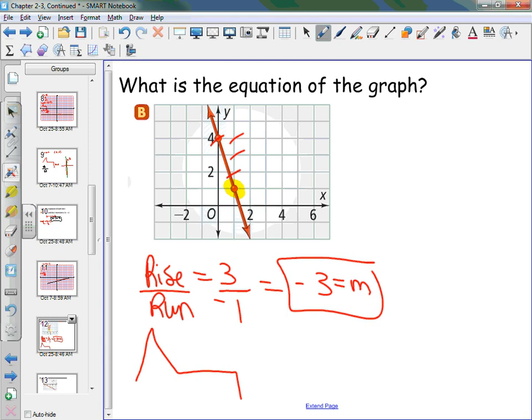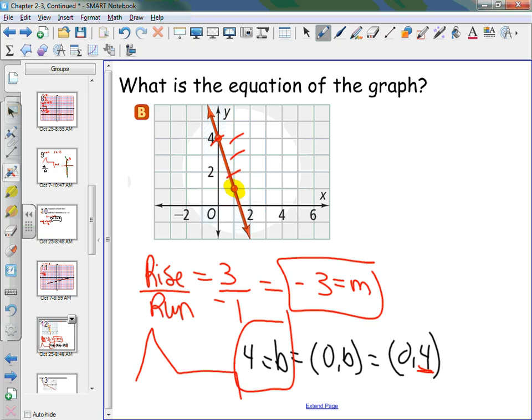Okay, so now I know my slope. What's my b value? What's this point? Where does it cross the y-axis? It crosses the y-axis at 0, 4, so that tells me that b is 4. Do we see that? B is equal to the point 0, b, which is 0, 4, so that tells me that my b value is 4. So now I have my b value, and I have my slope, so what's my equation? y is equal to -3x plus 4.